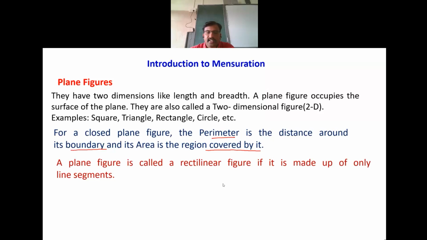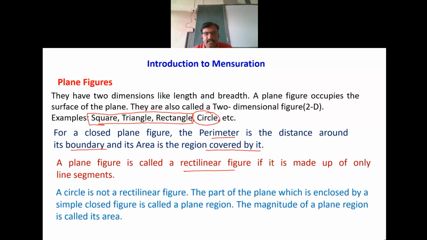You should know that these plane figures are called rectilinear figures if they are made up of only line segments, like square, triangle, rectangle. These three are rectilinear. This circle is not rectilinear because it is not made up of line segments. Understood?